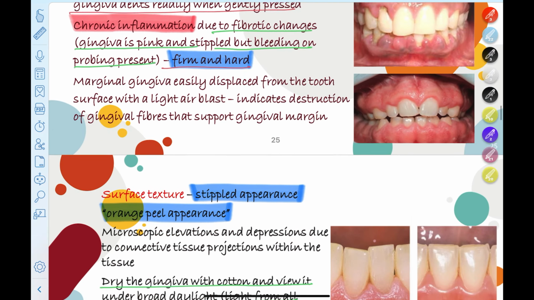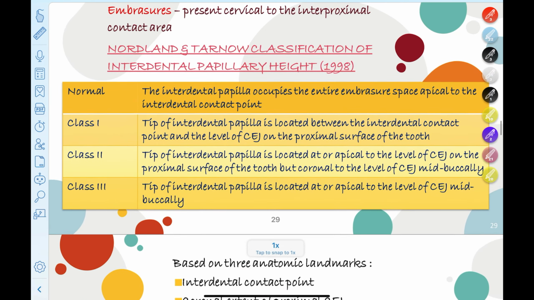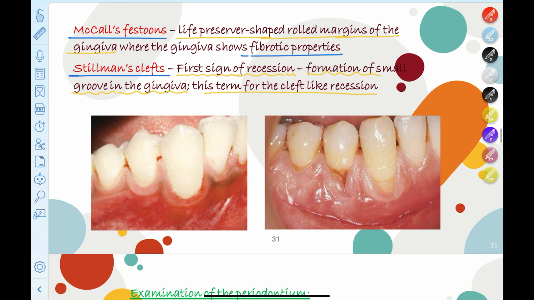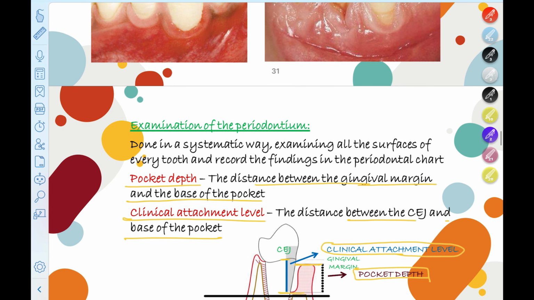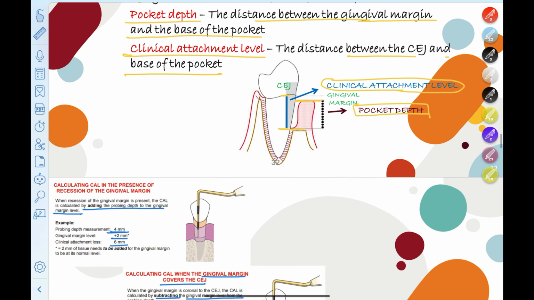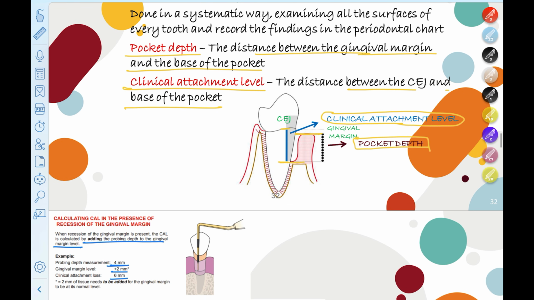We have started with the examination of gingiva. We have seen various properties of gingiva, and in the last we saw the interdental papilla. And we saw two important terms, McCall's festoons and Stillman's cleft. In the next video, we will see the examination of the periodontium, that is scale, gingival recession, how to measure pocket depth, etc.